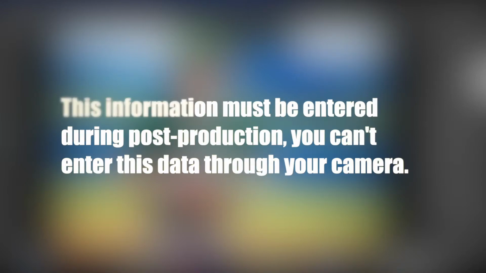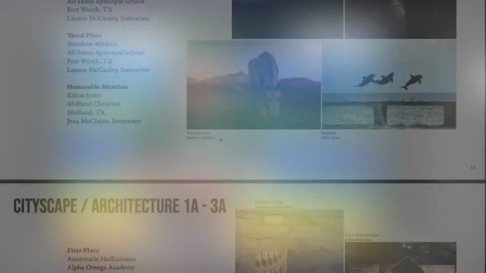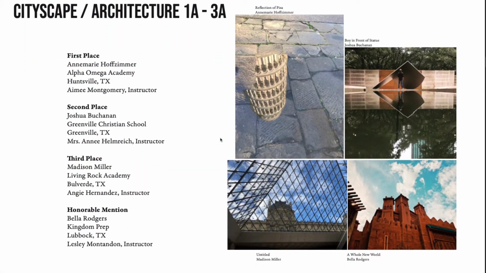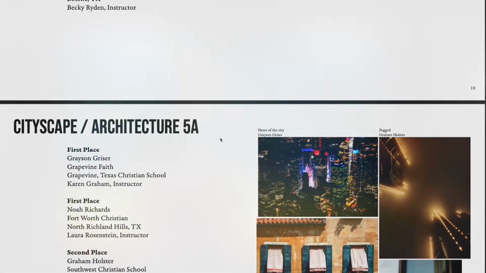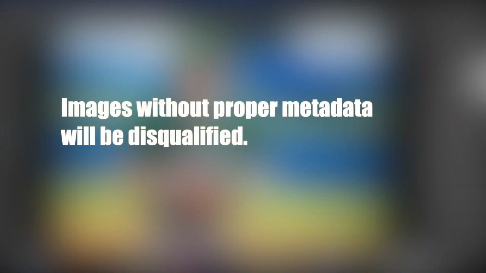Think of it as writing down information on the back of a printed photograph or a title card that goes along with a painting or sculpture. It's a way of communicating additional information without getting in the way of your presentation. Metadata is crucial to the judging process for the TAPS Fall Photo Contest. Images without proper metadata will be disqualified.